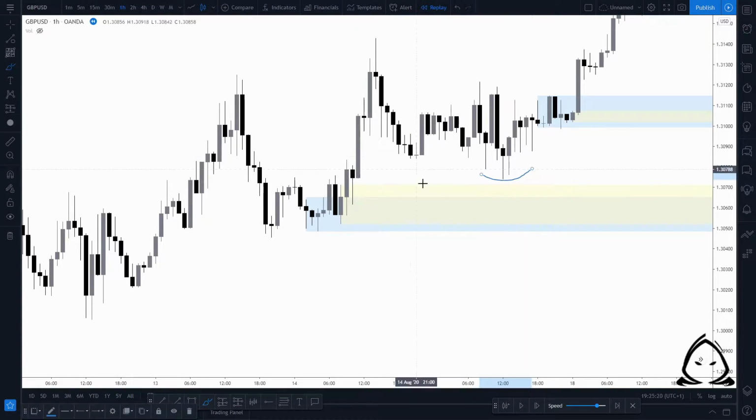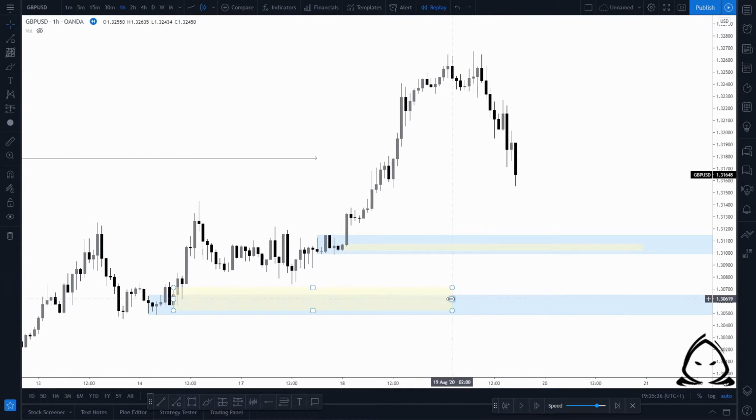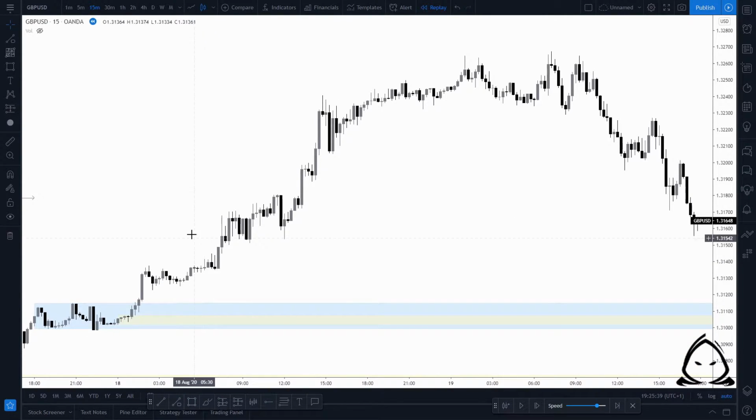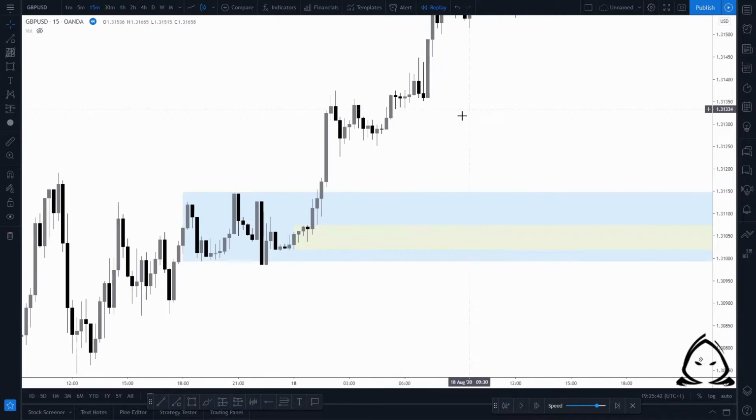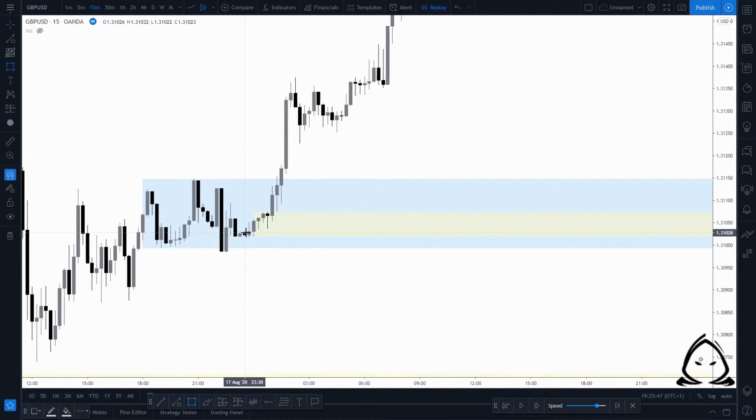We can see that price came down to tap into that block, but was met with momentum that ultimately blasted price to the upside. So now that we have these order blocks refined in the hourly, let's take it one step further and we will refine on the 15-minute. So now that we're on the 15-minute, we can look at price action and identify if there are refinements that we can use.